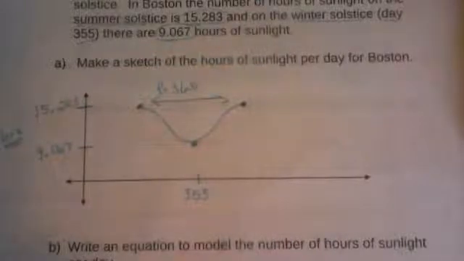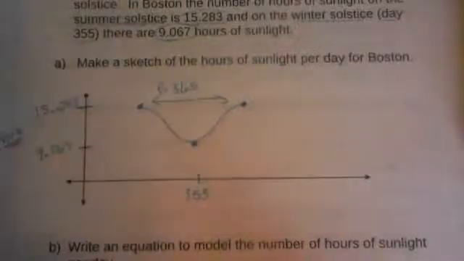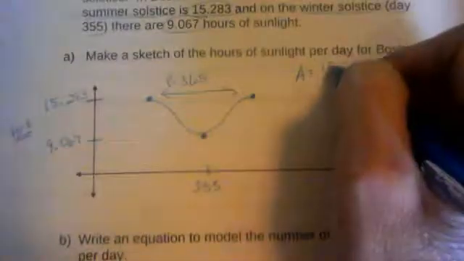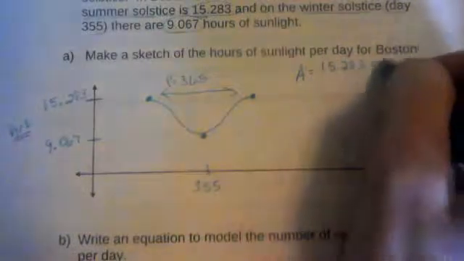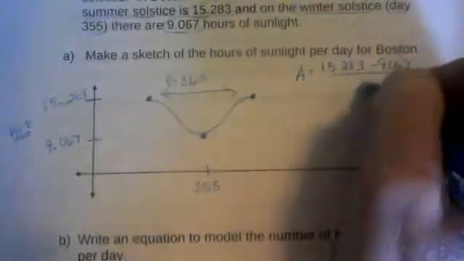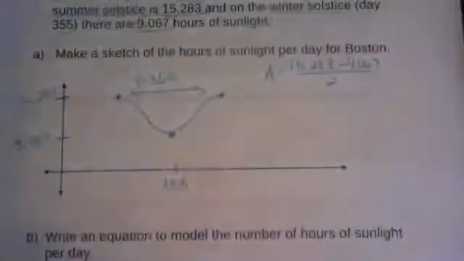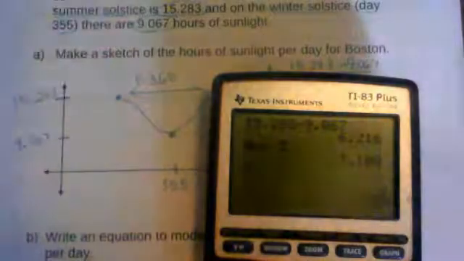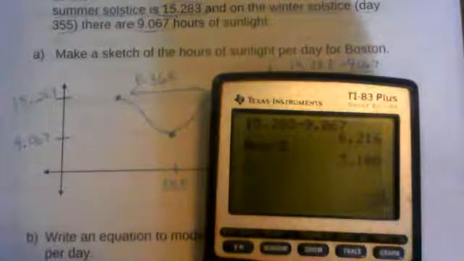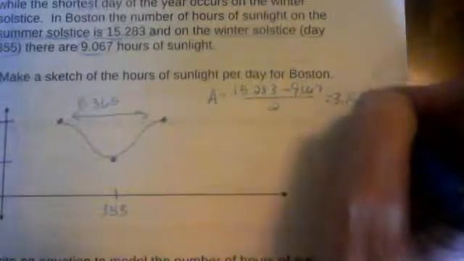So let's see what all we have with just that information from what they gave us, and then we'll see if we need to figure anything else out in order to write our equations. So we know we need our amplitude. So it's our high point minus our low point, divided by 2. All right, so here it is, high point minus low point, and then split that in half, so we get 3.108. All right, so that's going to be our amplitude.